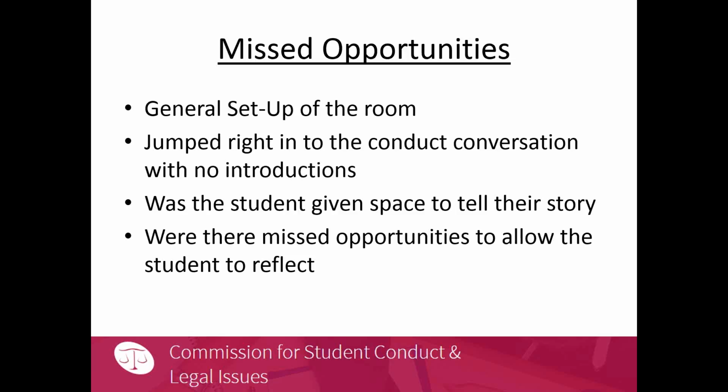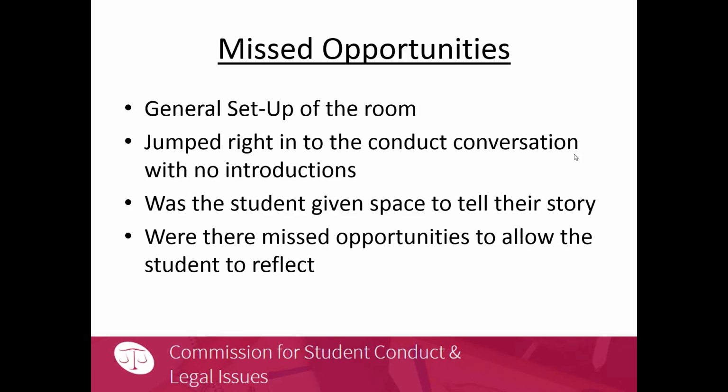So think about how your office is set up and how it invites that conversation. Another item is the officer jumped right into the conduct conversation with no introductions. It's nice to build a rapport with your student and help them feel at ease so that they can talk about their perspective, and feel that they can trust you. I sometimes like to do this by talking about other topics, their classes, maybe an event that's happened on campus, maybe a break that's coming up or has just happened, engaging them in a slightly different way than just jumping right into the matter at hand.